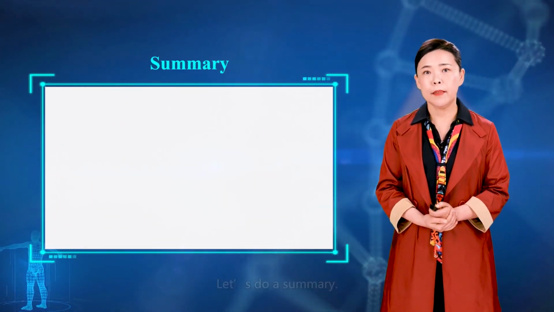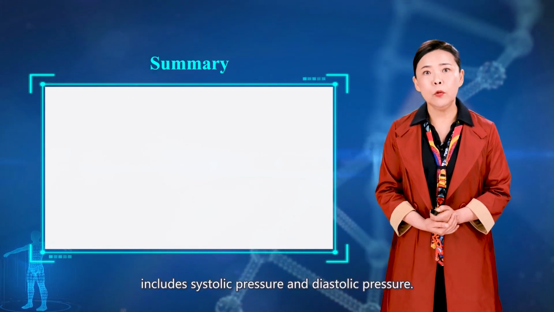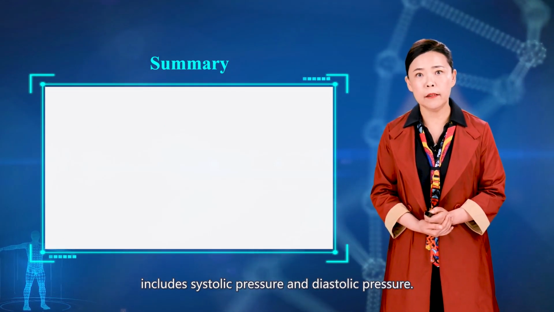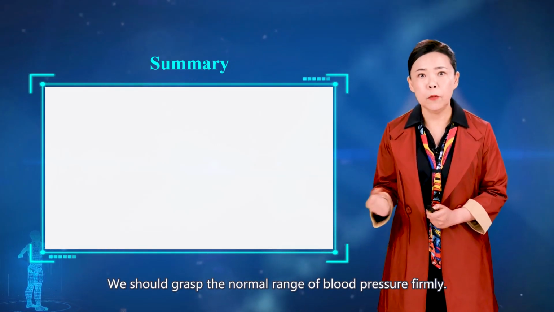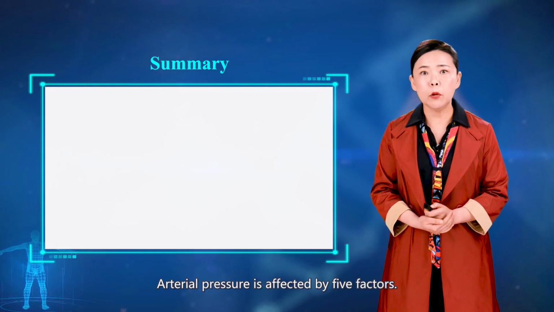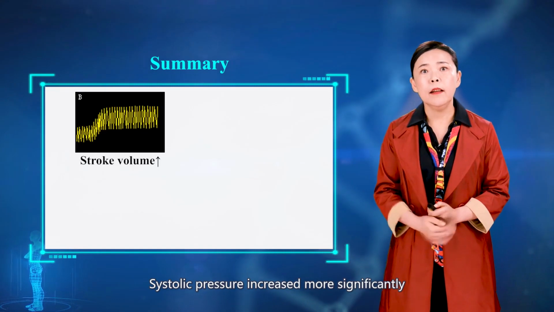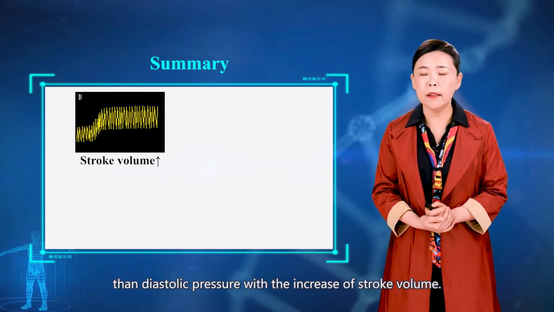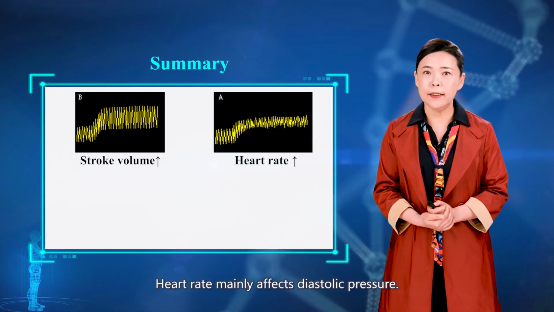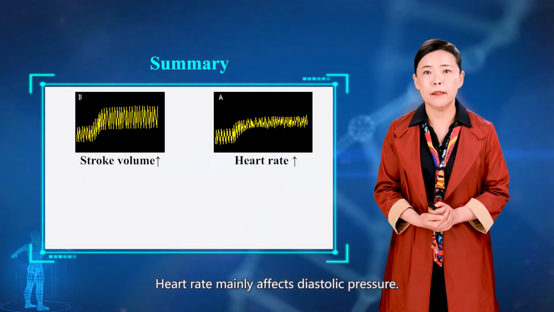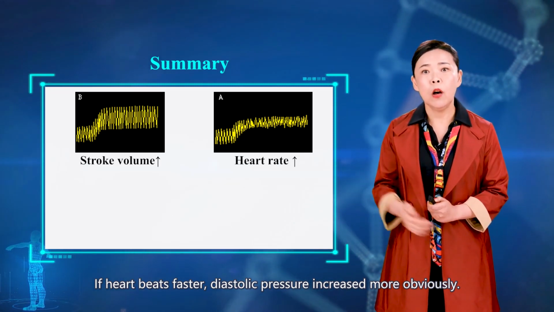Let's do a summary. Arterial pressure is affected by cardiac activity, and includes systolic pressure and diastolic pressure. We should grasp the normal range of blood pressure firmly. Arterial pressure is affected by 5 factors. Systolic pressure increases more significantly than diastolic pressure with the increase of stroke volume. Heart rate mainly affects diastolic pressure. If heart beats faster, diastolic pressure increases more obviously.